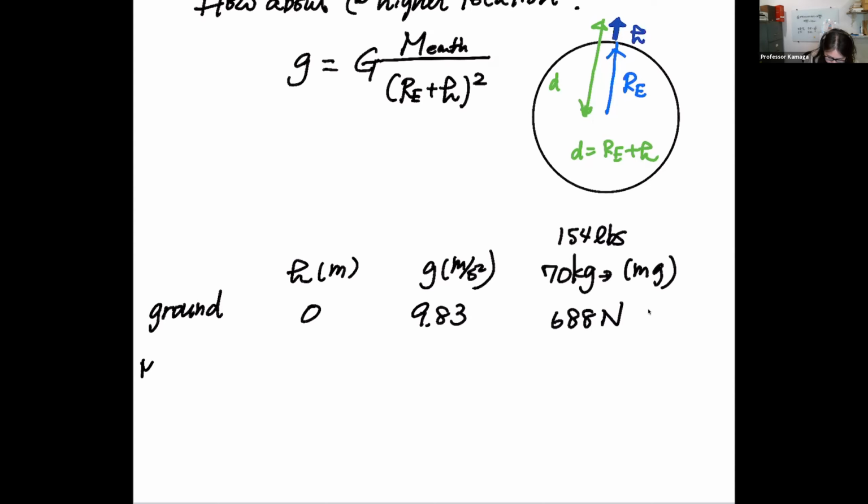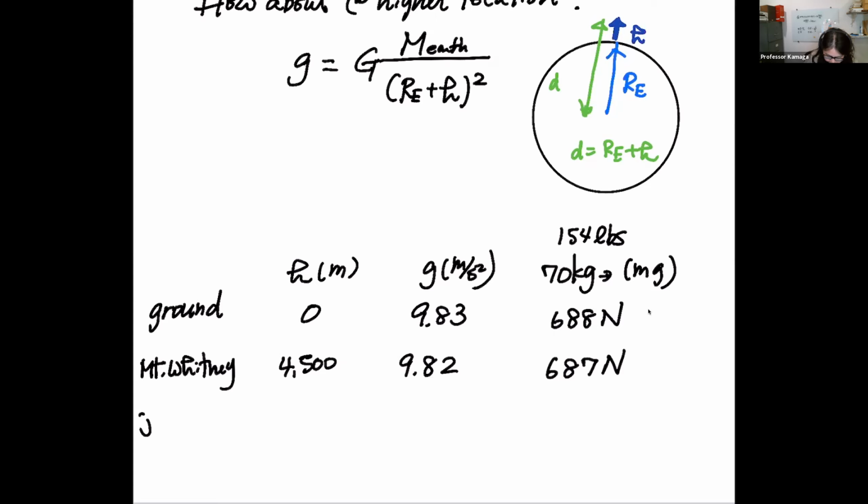What happens if you go to Mount Whitney? A person who has 70 kilograms weighs 154 pounds. Mount Whitney is about 4,500 meters above the ground, and your gravitational acceleration at the top is 9.82. How much does your weight change? From 688 Newtons to 687 Newtons. Is that worth going up to Mount Whitney?